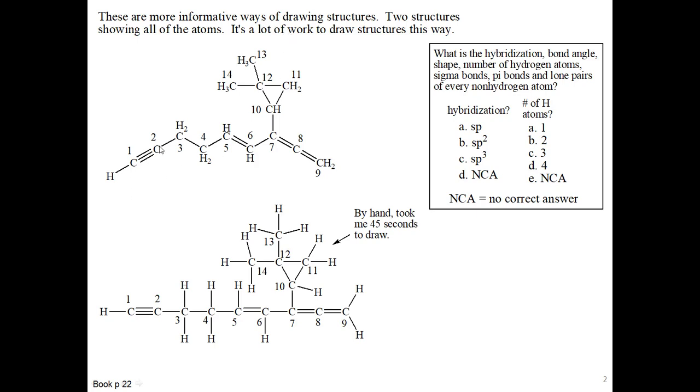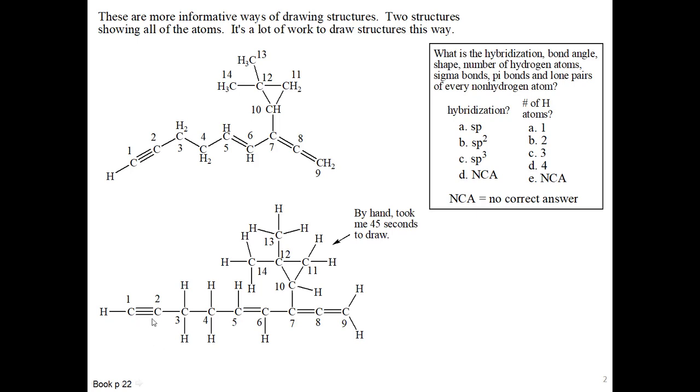So if you look at this top structure, I can see all of the carbons and hydrogens. I don't draw out every hydrogen connection to the carbons, but I can see all of them that are there. I can tell this carbon doesn't have any hydrogens on it and no pi bonds. This structure right here is more informative, but takes a lot more time to draw. I timed myself on this one. It took 45 seconds to draw this structure.